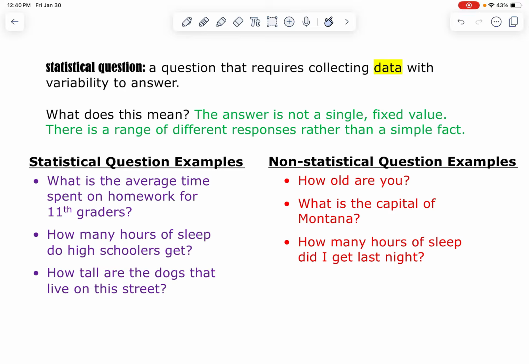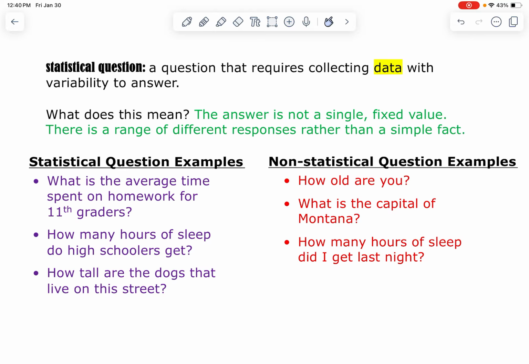Another side of that is the non-statistical questions, which might have a numerical answer, like how old are you? If I were to ask you that, you would have a specific number that would come out. What is the capital of Montana? A fixed answer, a simple fact. How many hours of sleep did I get last night? That's a fixed number for just that. So that is why those are not statistical questions, even if they have a numerical answer.